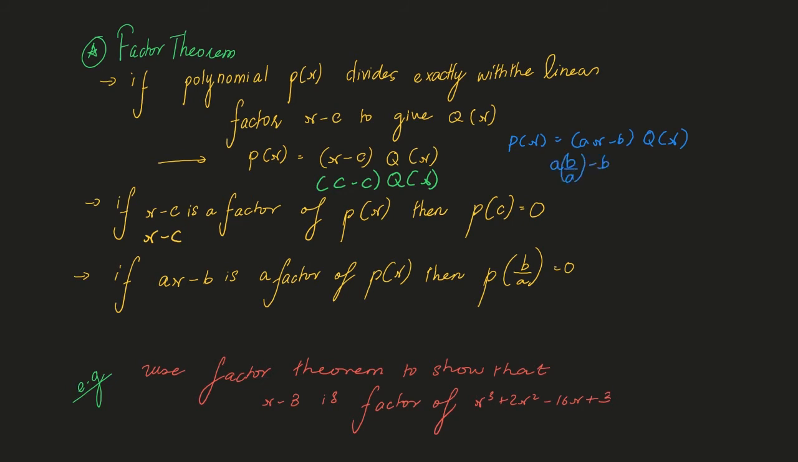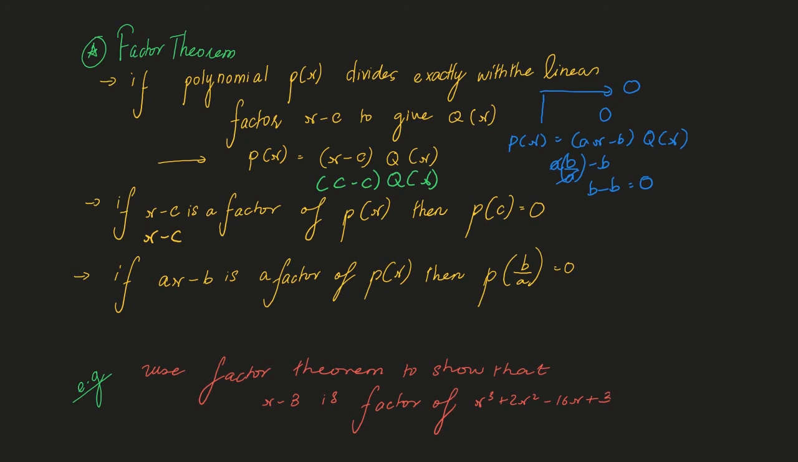here, then this gives you b minus b, which is 0. And since this part is 0, when it multiplies with q(x), you ultimately get the value of p(x) as 0. Therefore, if ax minus b is a factor of p(x), then p of b upon a should be 0.